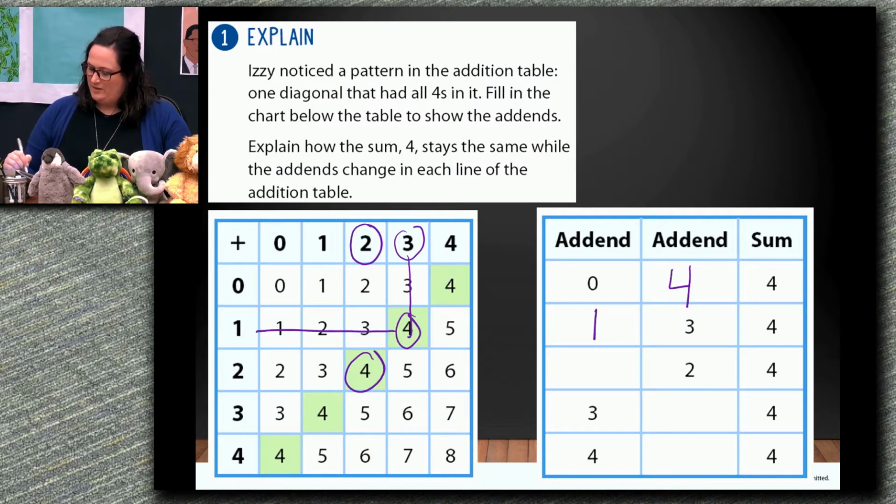What about, here's my 4 with 2. Where am I going to look? Let me erase these ones because it's visually distracting. I'm at 2 and I went to 4. So now I need to find the other addend. Yeah, I go to the left. What's my answer? 2. Okay.